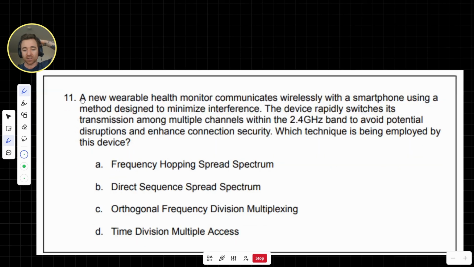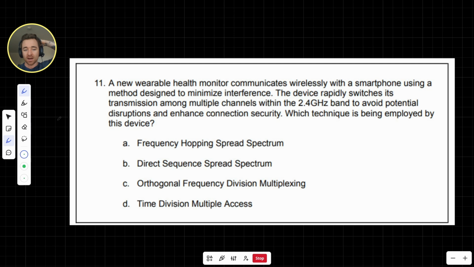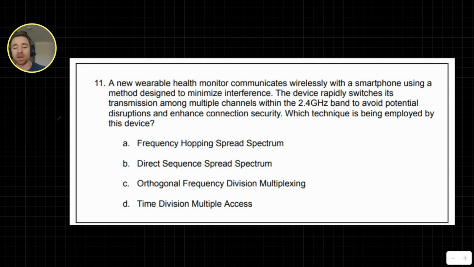All right, next question reads, a new wearable health monitor communicates wirelessly with a smartphone using a method designed to minimize interference. The device rapidly switches its transmission among multiple channels within the 2.4 GHz band to avoid potential disruptions and enhance connection security. Which technique is being employed by this device? A. Frequency hopping spread spectrum. B. Direct sequence spread spectrum. C. Orthogonal frequency division multiplexing. Or D. Time division multiple access.